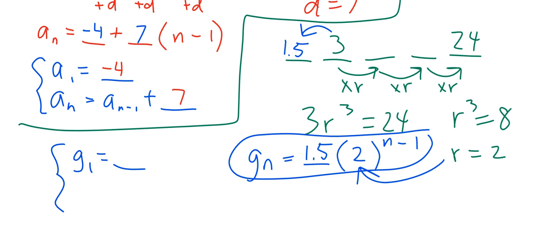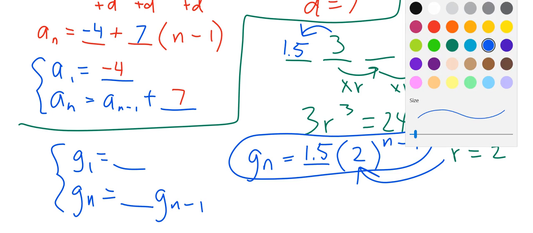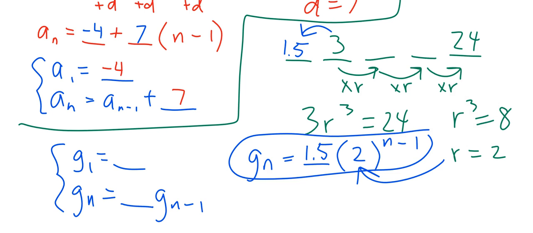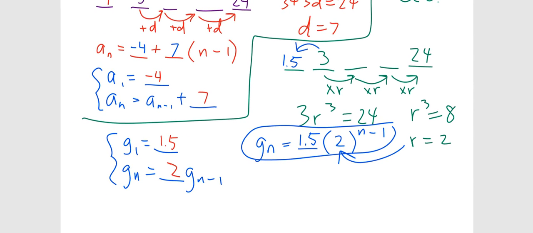All right, how about that? Fill in the blanks of the recursive. What should go in the first one? 1.5. Excellent choice. And what should go in this second blank? 2. Yep. Any questions on that? Once we found the first term and the common multiplier, we had everything we needed to write either one of the formulas.